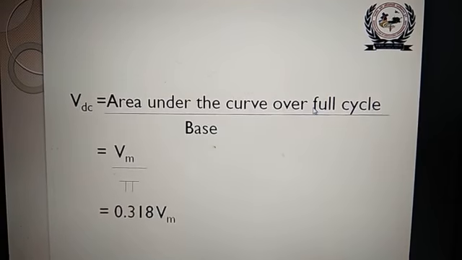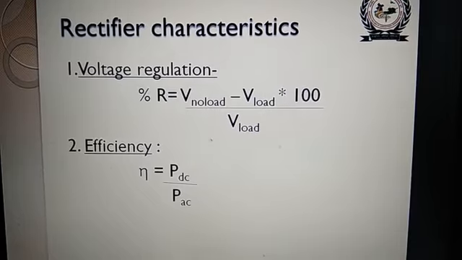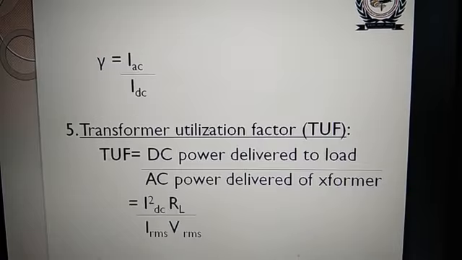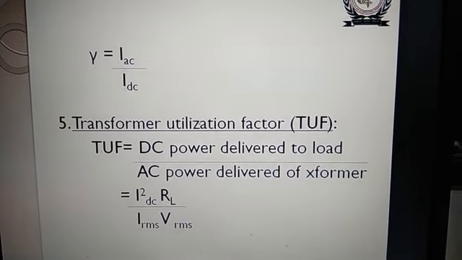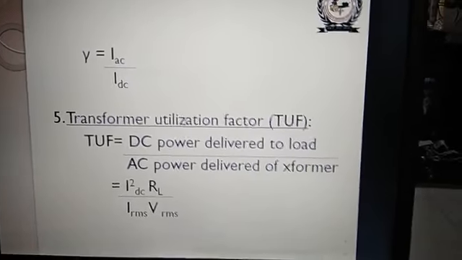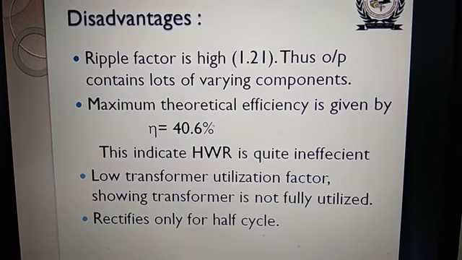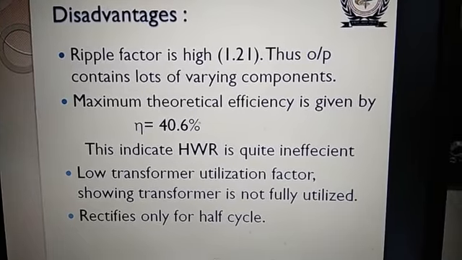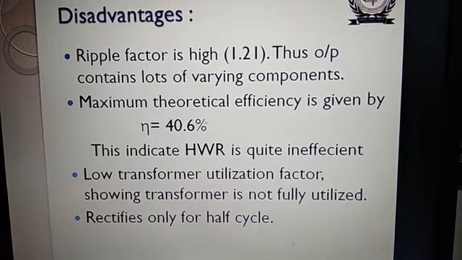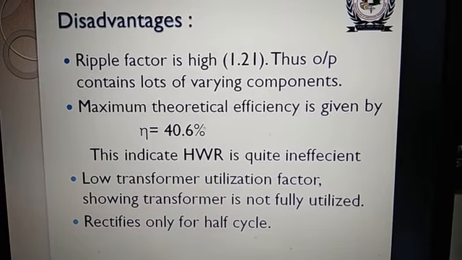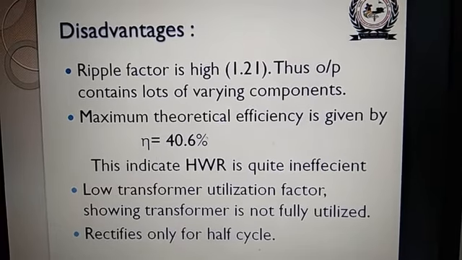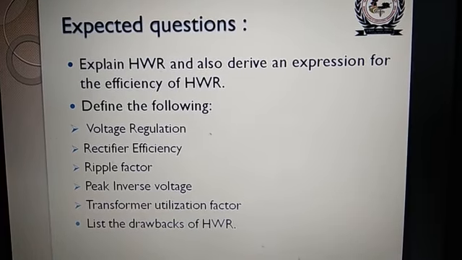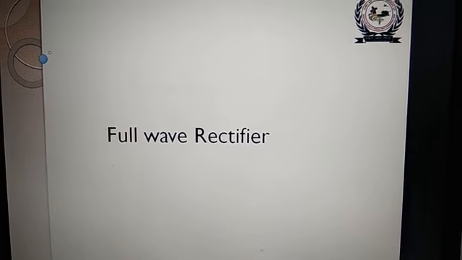That we have seen. And then the characteristics of the rectifier: voltage regulation, efficiency, peak inverse voltage, ripple factor, and TUF, transformer utilization factor. That is also seen and calculated. The disadvantages of the half-wave rectifier: the theoretical efficiency is 40.6% and the ripple factor is 1.21. These are the disadvantages, and we have also seen the expected questions.